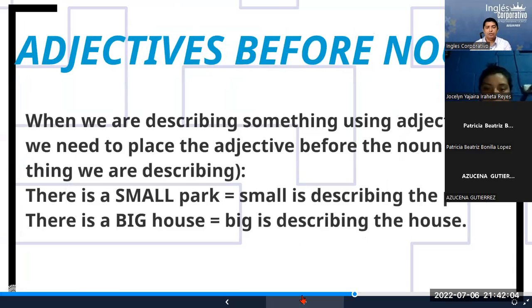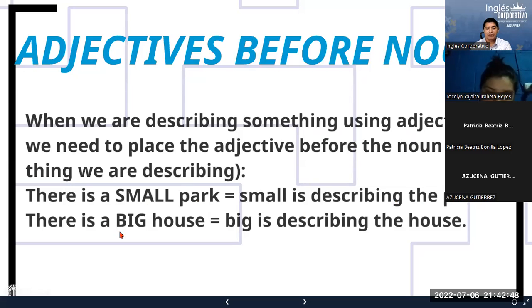Adjective before noun. When we are describing something using an adjective, we need to place the adjective before the noun. For example, there is a small park. Ojo con esto. Vamos a usar el adjetivo antes del nombre. En este caso, ¿cuál es el nombre? Es parque. El adjetivo, ¿cuál es? Small. Y primero uso there is. Hay un. ¿Sí? A small park. Small is describing the park. La palabra small está describiendo al parque.